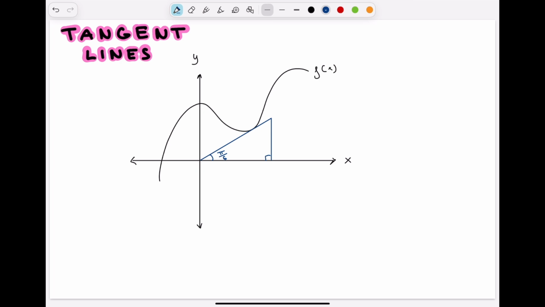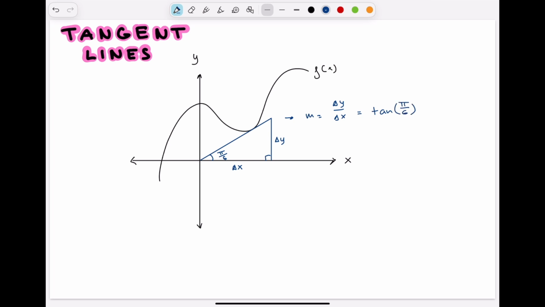Then you want to find the slope of the tangent line, right? Your slope is going to be, again, your change in y over your change in x. So this is your change in y, and this is your change in x. And again, if you recognize what a tangent is, you realize that this relationship is represented by tan of pi over 6.